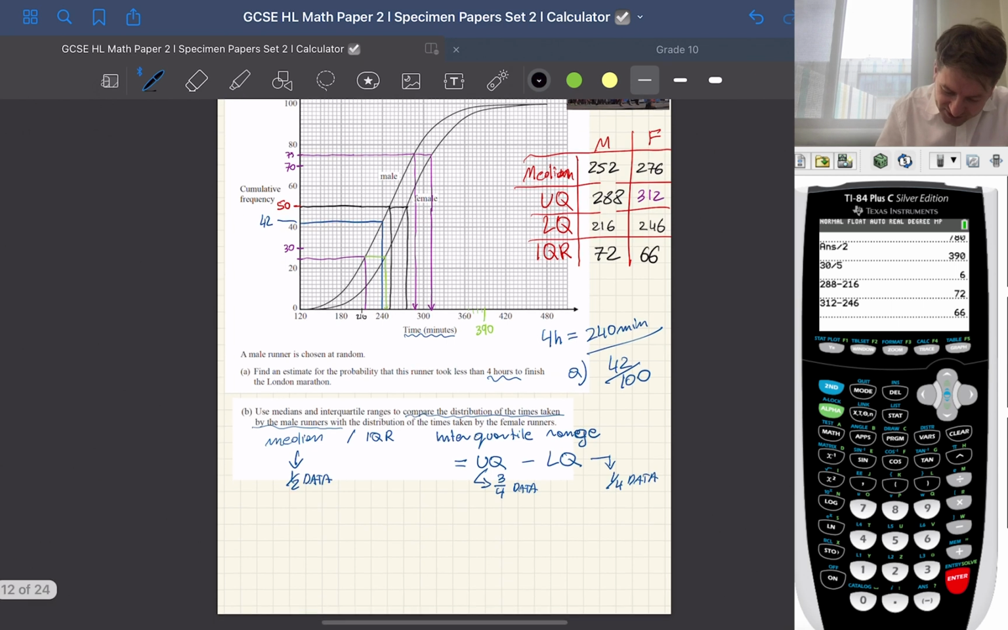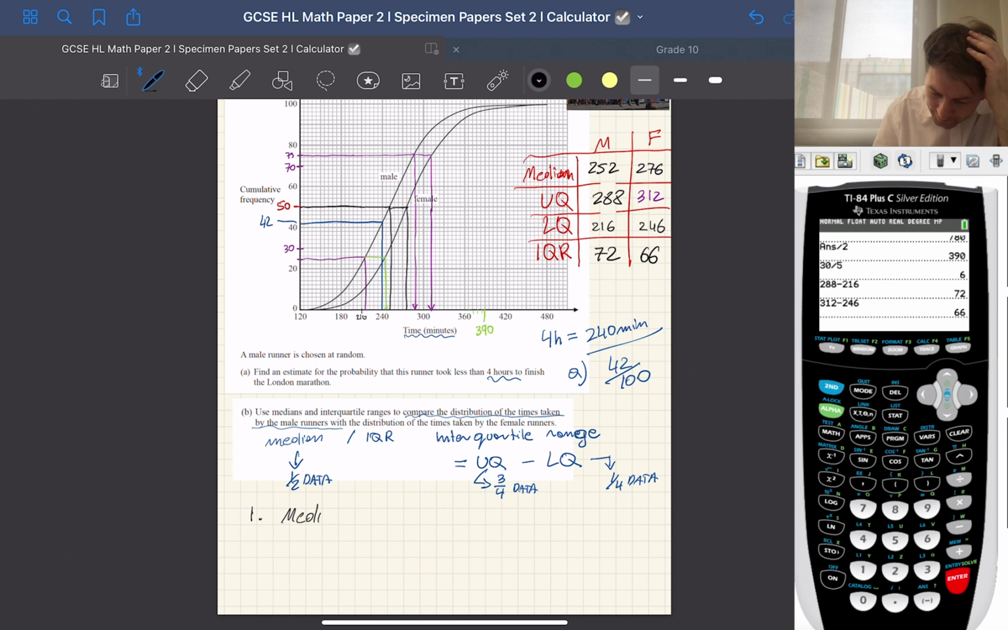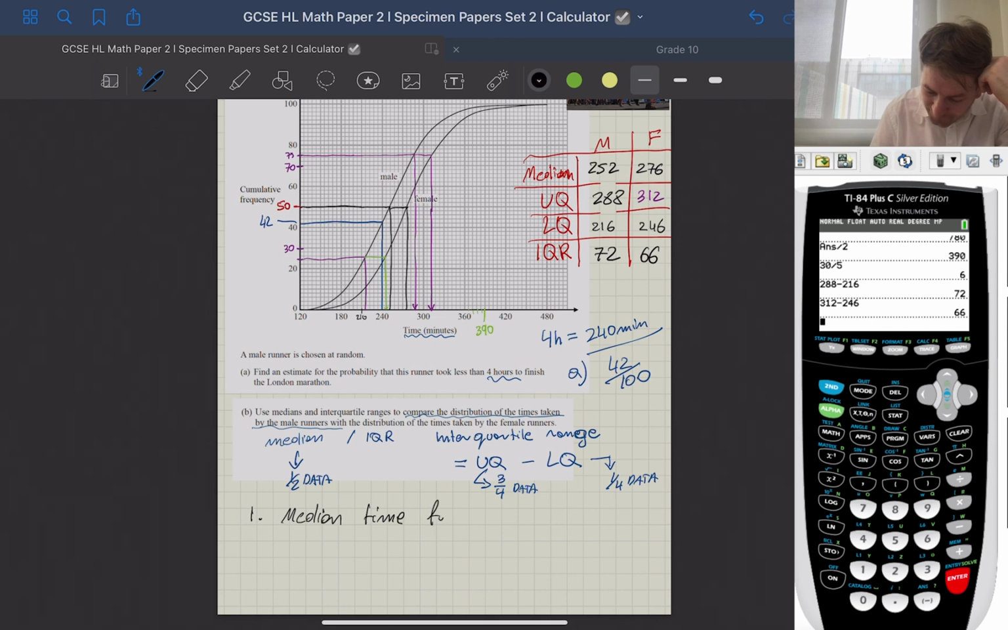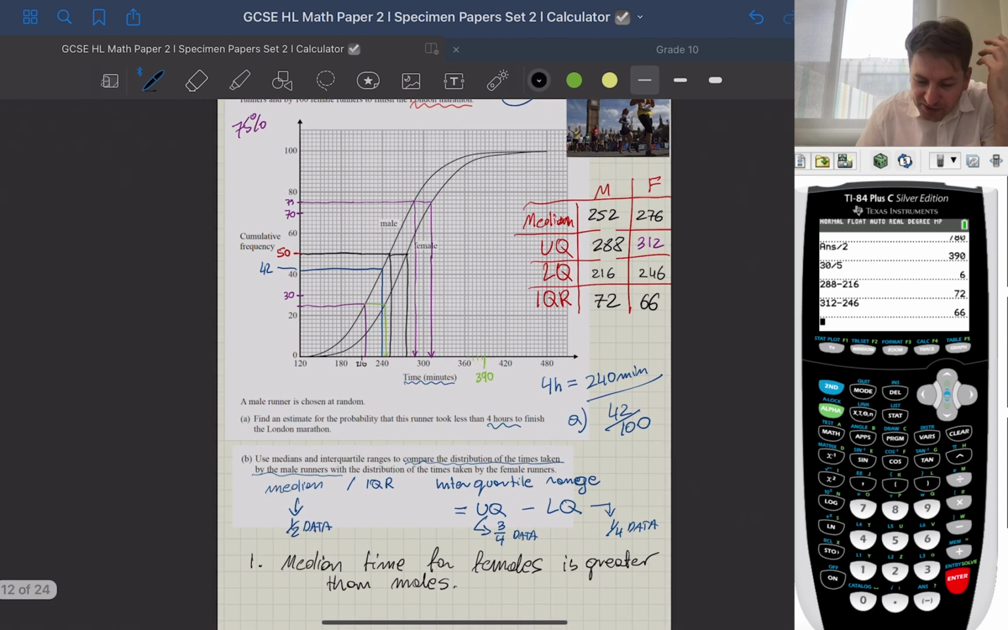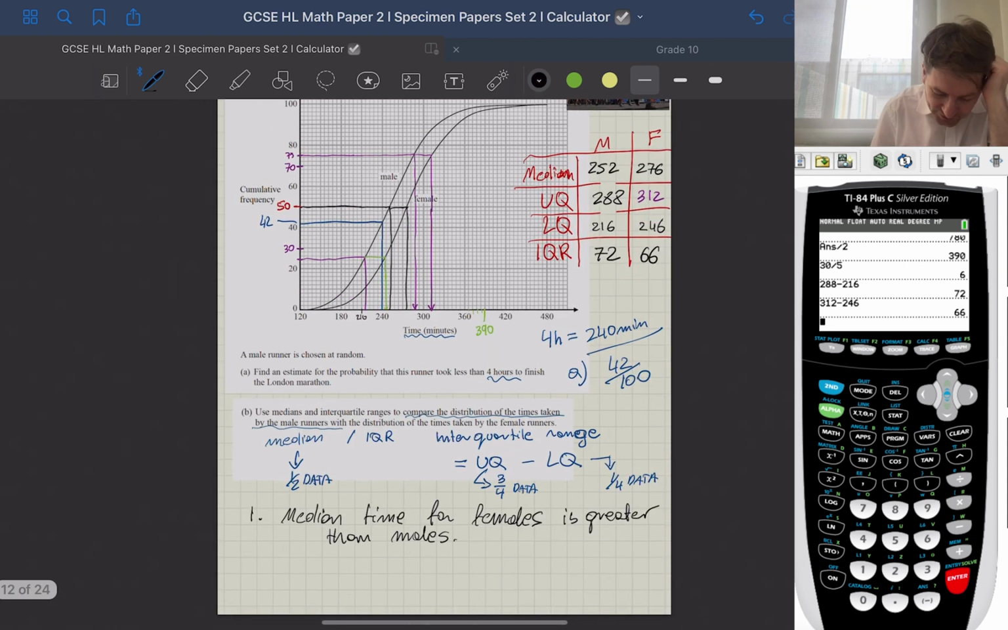So what I would say, there's 2 sentences needed there. I would probably say median, looking at the median time for females is greater than males. All right. On average, it takes females a little bit longer to run the marathon.